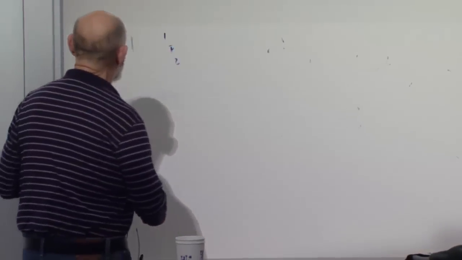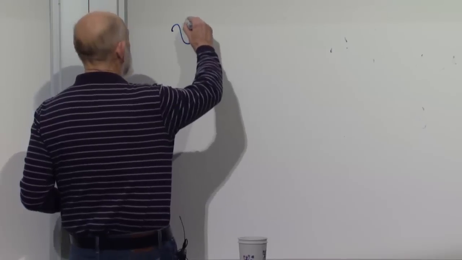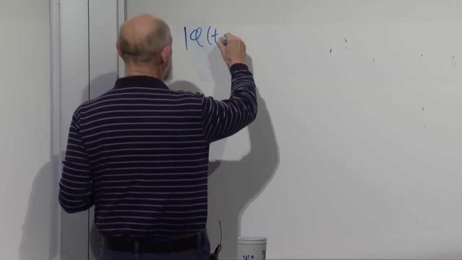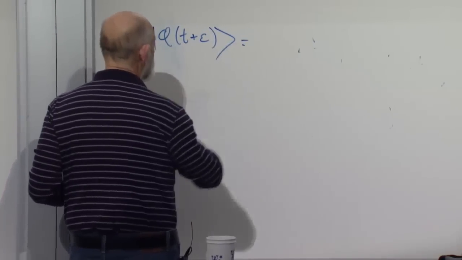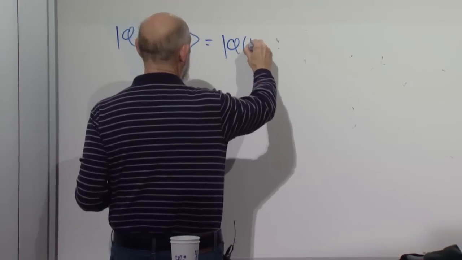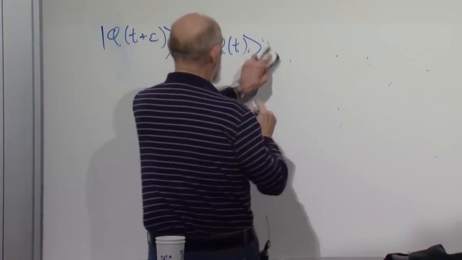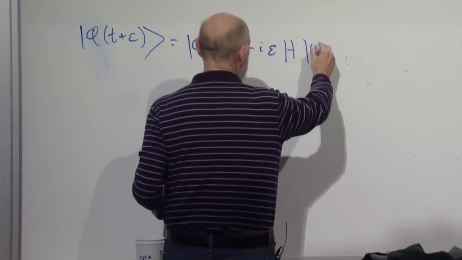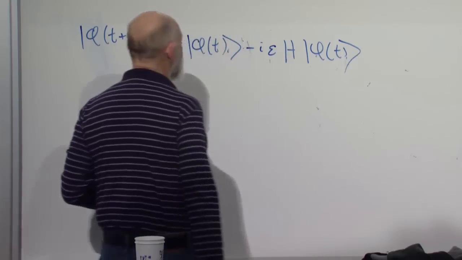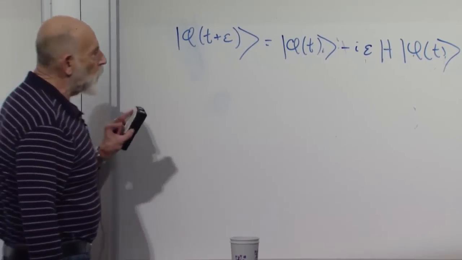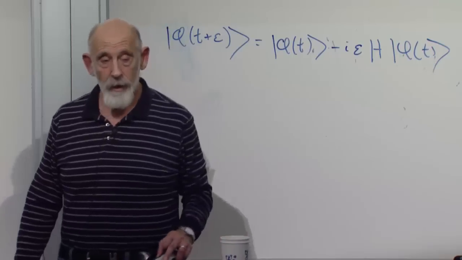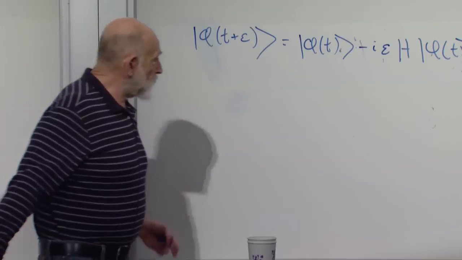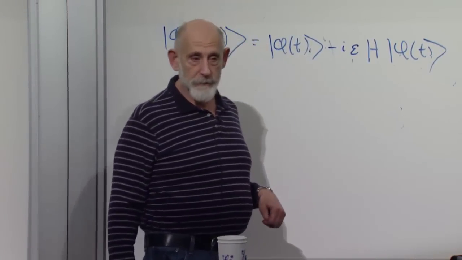When I wrote that psi, well, state vector, phi of t plus epsilon is equal to phi of t minus i epsilon h times phi of t. This, of course, was an approximation. It was an approximation to leading first order in small quantities, namely epsilon. What would happen if I made epsilon a little bit bigger? Well, there would be a next term, which would be order epsilon squared. Do you know what it would be?